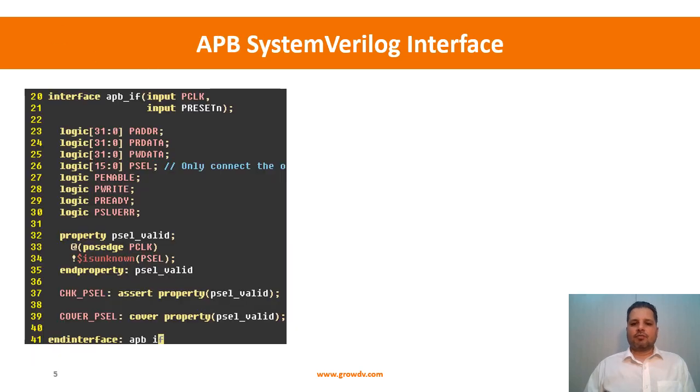So let's start off with defining the SystemVerilog interface for the APB. So we are defining an interface APB, and then we are taking the P clock and P reset. And if you remember, when we had discussed the APB signals, the P clock and P reset N is something that is coming from the overall system that is getting implemented. So the APB interface is receiving them as inputs, and then the rest of the signals are defined over here.